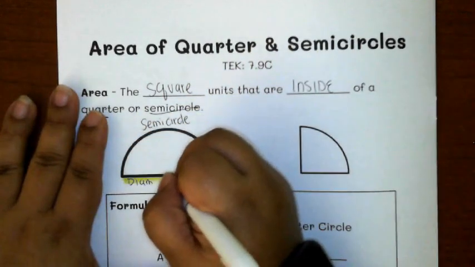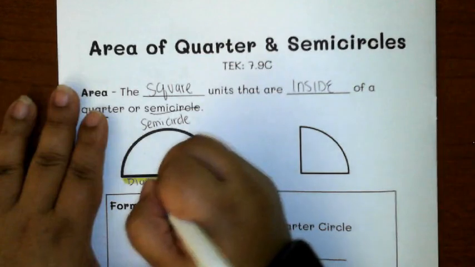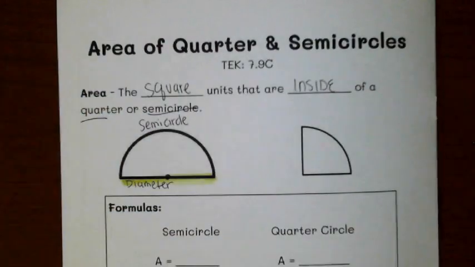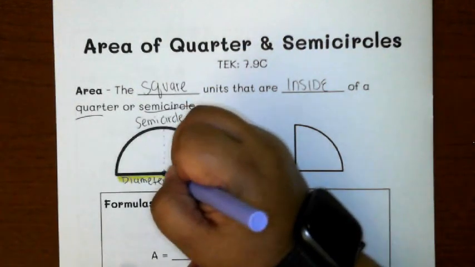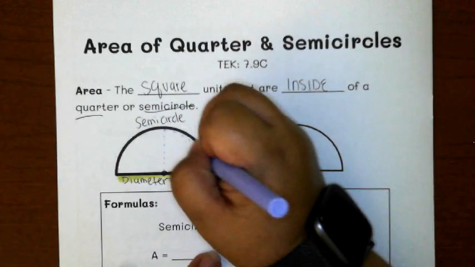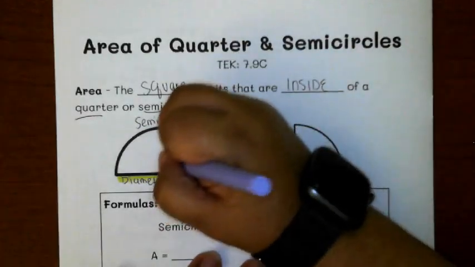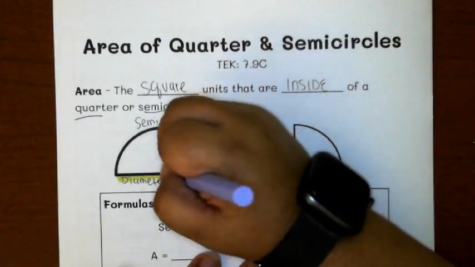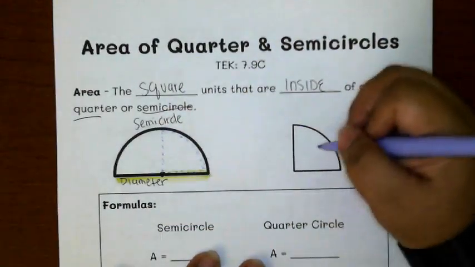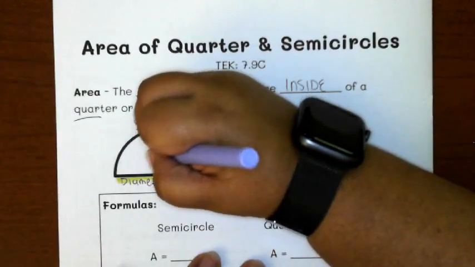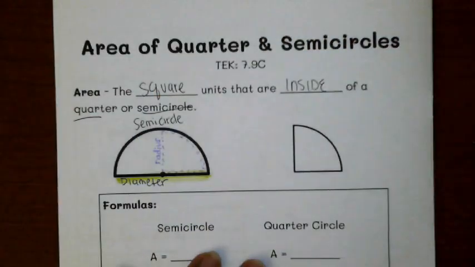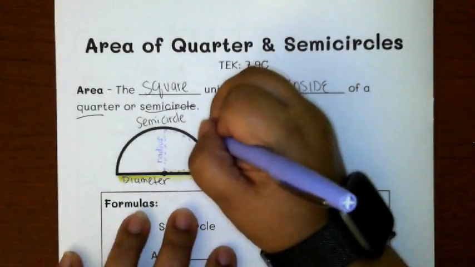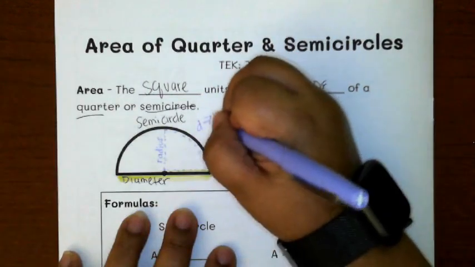Now, if I were to break this up, let me draw this like this. I'm just going to trace this part right here. What you see dotted is basically a quarter circle, and this is the radius right here. So if you are looking for the area of a semicircle, you want to take the diameter and change it to radius. How do we do that? We do diameter divided by 2 to equal the radius.